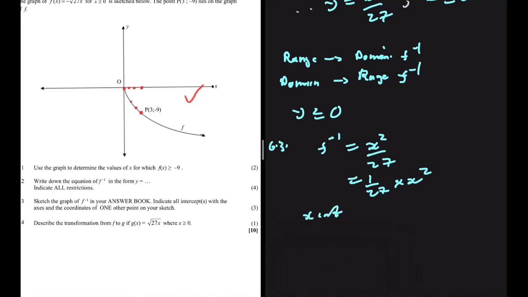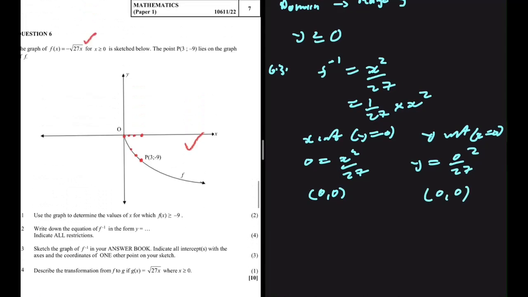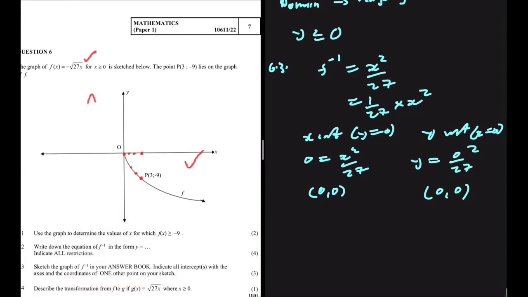So x-intercept, y is equal to 0. So if we let y be equal to 0, we're going to have x squared divided by 27. If you cross multiply, you're going to realize fairly quickly that x is also equal to 0. And then for the y-intercept we let x be equal to 0. So we're going to have y being equal to 0 divided by 27. Again, the y-intercept is at (0; 0). So that is to say that our graph should look something like this, right?